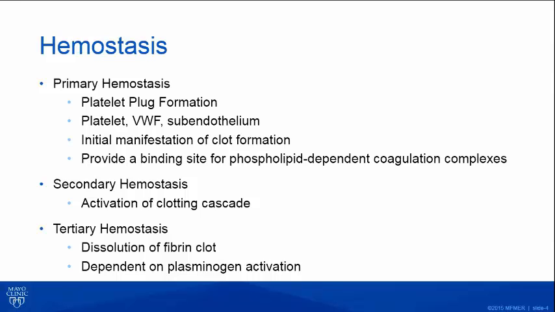Tertiary hemostasis is the dissolution of the fibrin clot. It is very important for limiting the extent and rate of clot formation to prevent intravascular occlusive thrombus. It's also very important that, once adequate hemostasis has been accomplished, the fibrin clot is dissolved away.